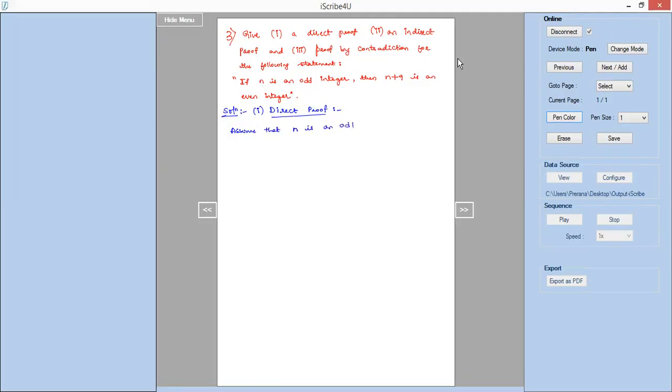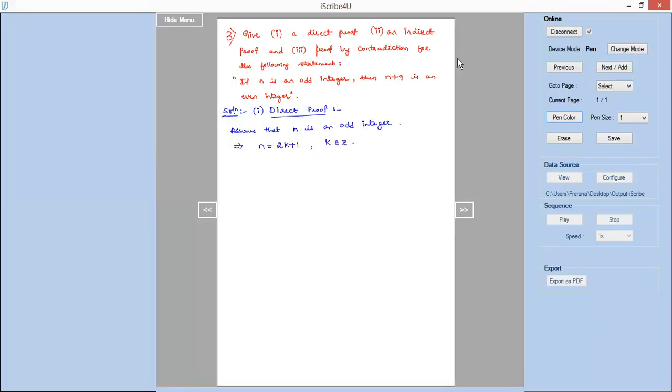N is an odd integer. So we assume P is true and try to infer that Q is true. So I have to now take n is an odd integer. So if n is an odd integer, this gives us n is equal to say 2k plus 1. Any odd number can be represented in the form 2k plus 1, where k belongs to the set of integers.